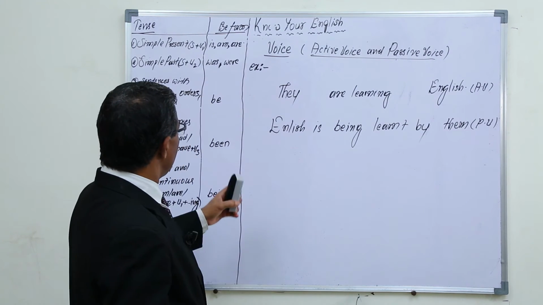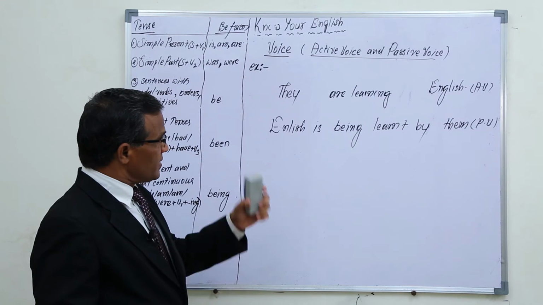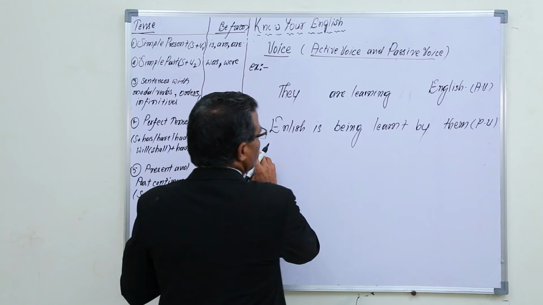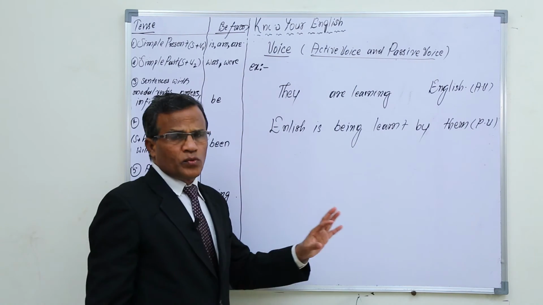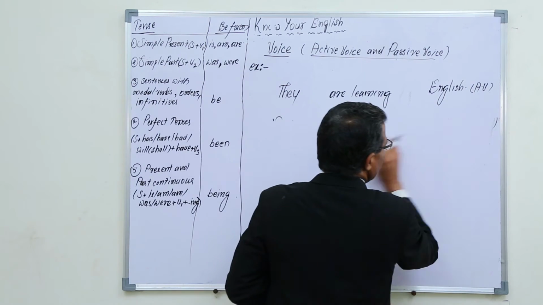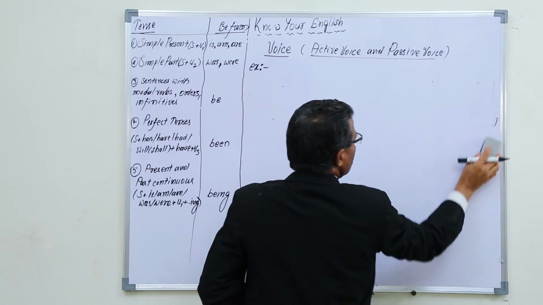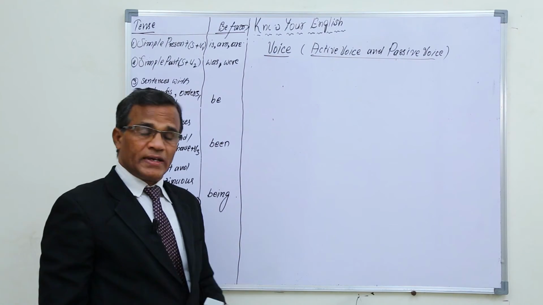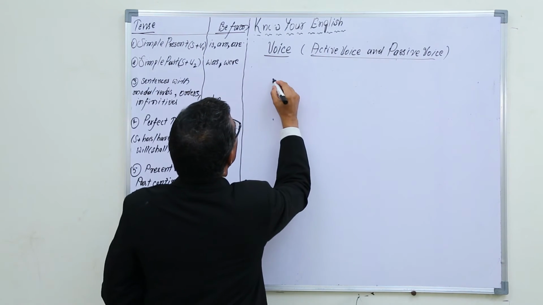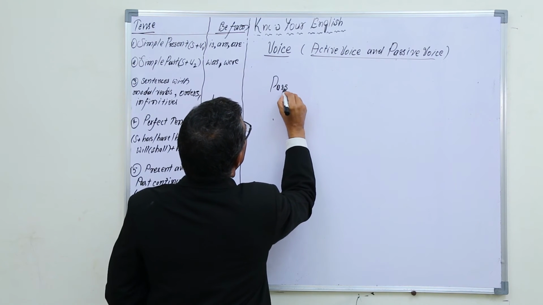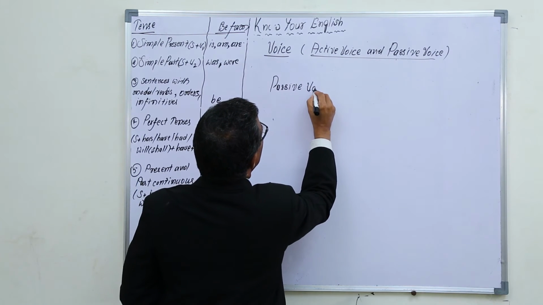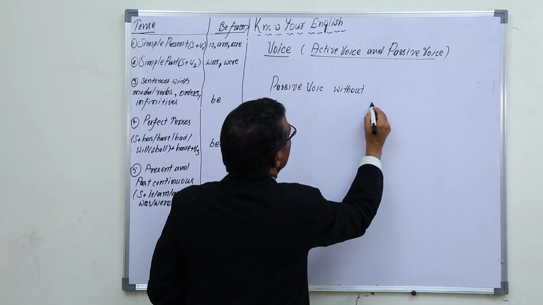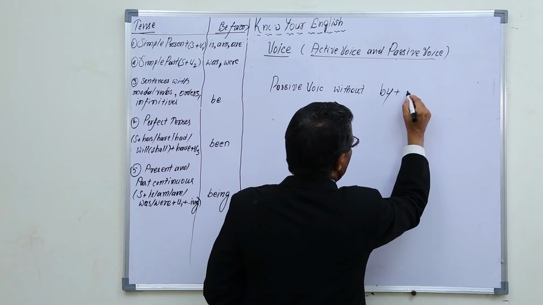So these are all the ways of transforming sentences from active voice to passive voice. This is the way of transformation. And now let us see some passive voice sentences without by plus object.